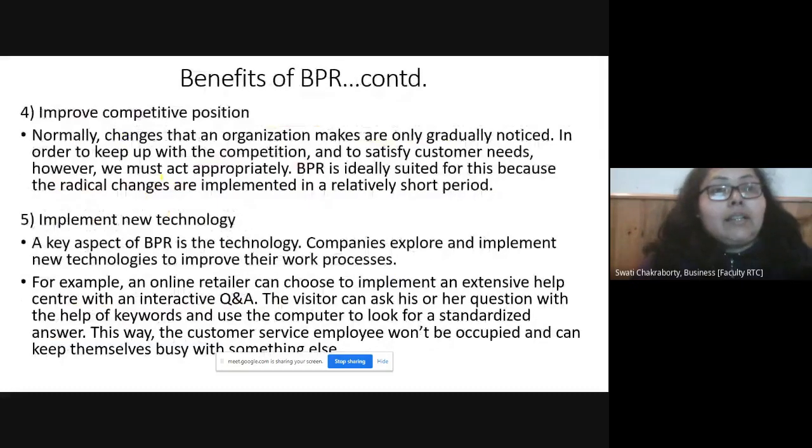Okay, next comes improving the competitive position. With better technology, we can keep up with the competition, and there is always a scope to come up with new technology.